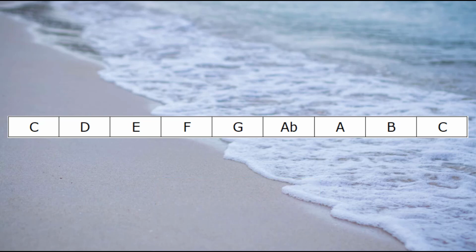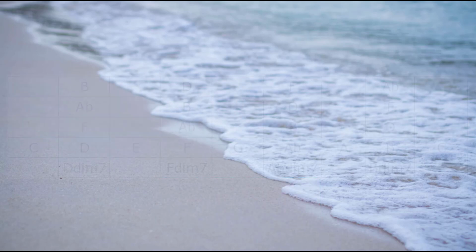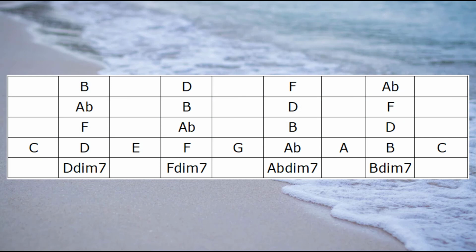If we look at the first, third, fifth and seventh notes of our new scale, we will see that it spells the notes of a C sixth chord. The notes of a C sixth chord are C, E, G and A. And now a really interesting thing happens when we create chords on the second degree of the scale. If we stack notes above the D in thirds, we would create a D diminished.